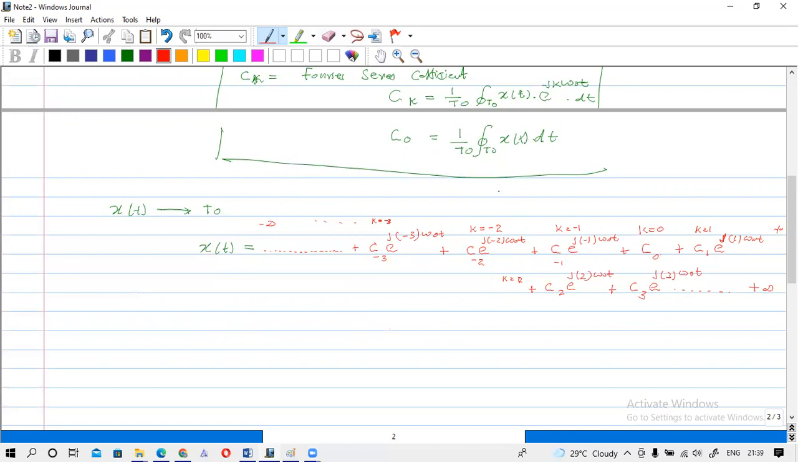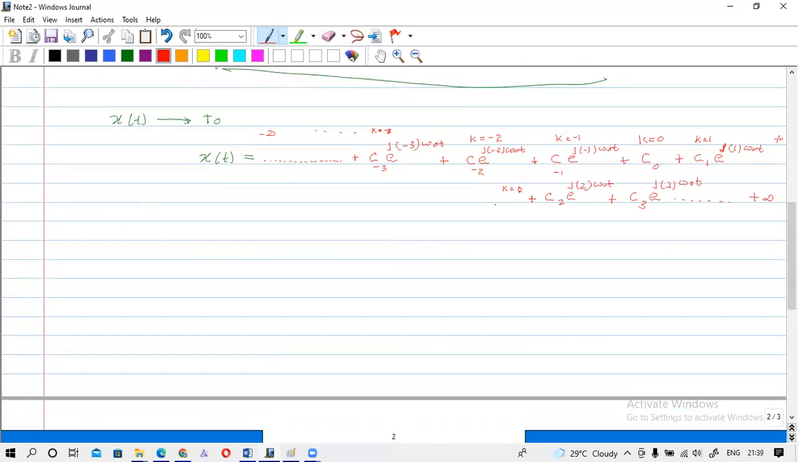If we look at this carefully, you can see that all terms have omega naught. If you consider this term, the frequency for this term is minus 1 omega naught. The frequency for this term is minus 2 omega naught. The frequency for this term is omega naught, and the frequency for this term is 2 omega naught.